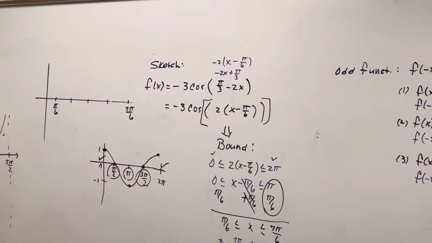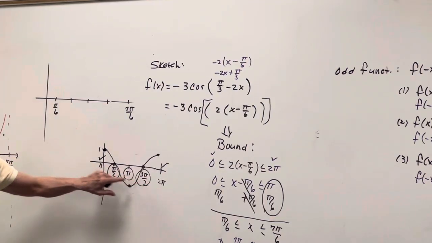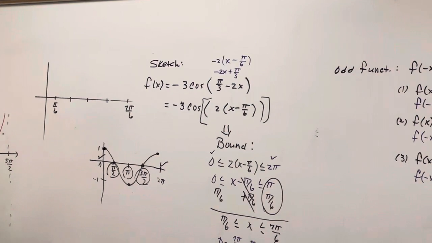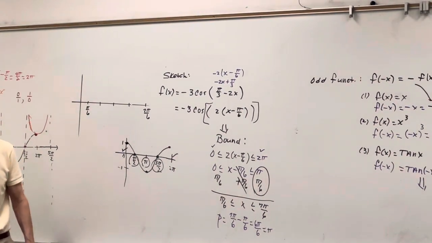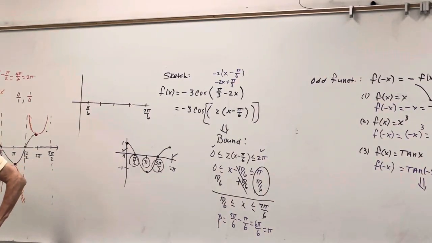Think about it. Back on the parent graph, from here to here, the period was 2 pi, and I was spacing by pi over 2 on it. So the period was 2 pi. What did I do? Maybe give you something that you might think of on the parent graph. It's 2 pi for the period, and I was spacing by pi over 2. What could I do with that period of 2 pi to come up with that spacing number of pi over 2?